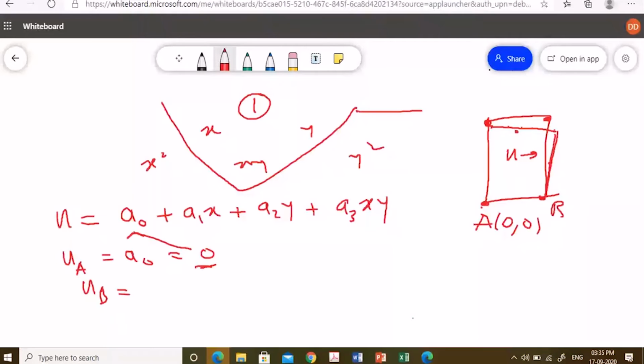This is 0, y is 0, and this is also 0. And this is also set 0. So that means this is also 0. Right? Similarly, you will find this is 0 at point D here. The A2 will be 0. So the only thing surviving is this.